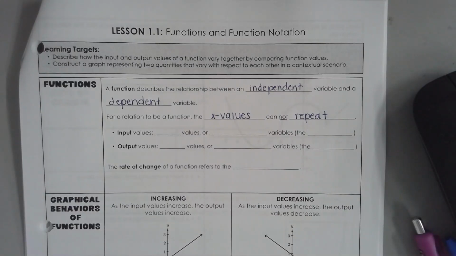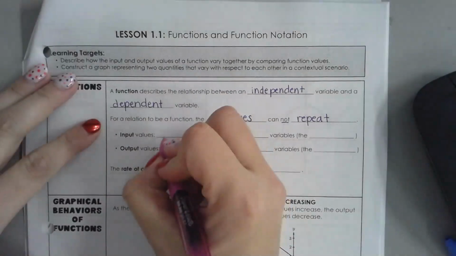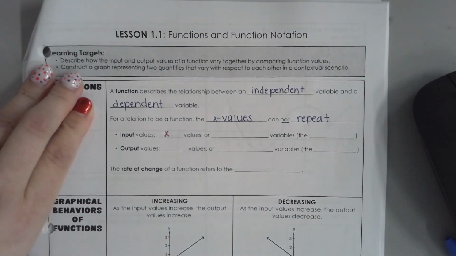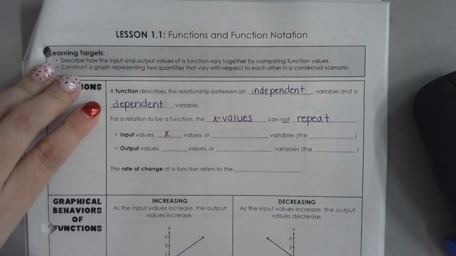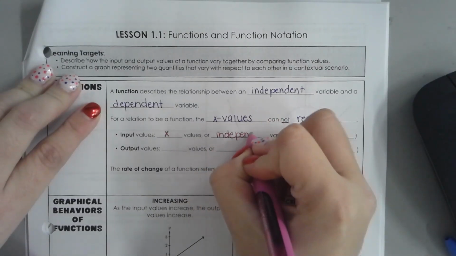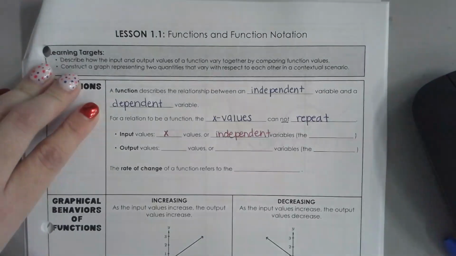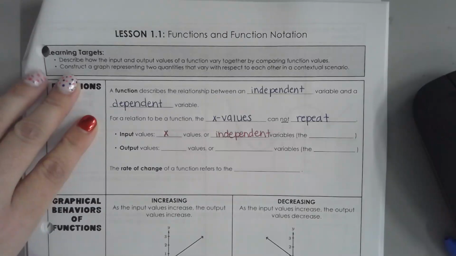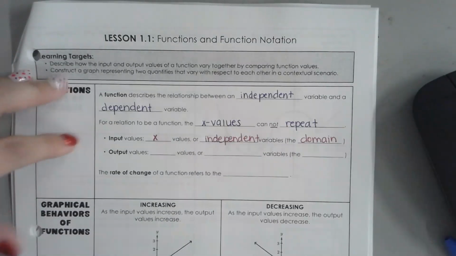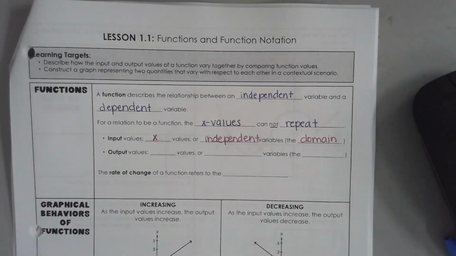So your input value, there's a lot of words we'll use for x's and y's. Your input, those are your x values. So if I use the word input, I'm talking about x's. This is the independent variable. And from that we get our domain. So input, independent variable, x values, domain, those are all basically the same thing.